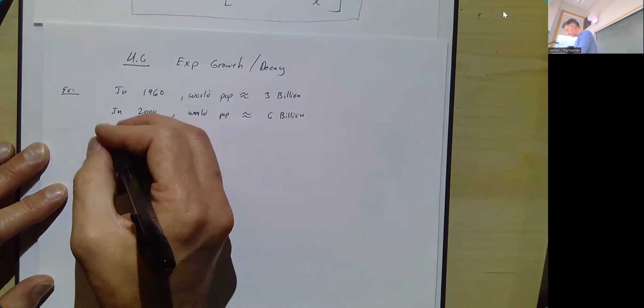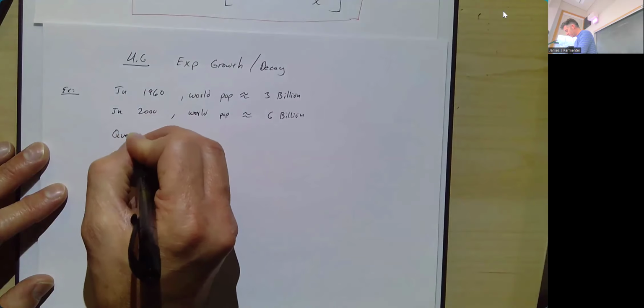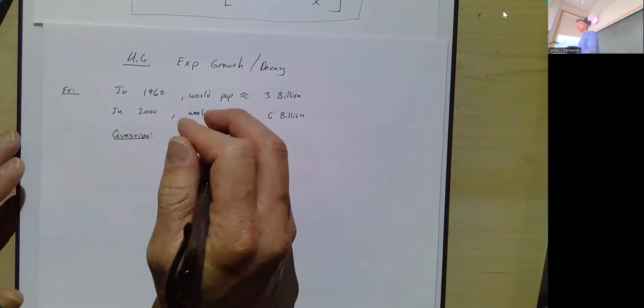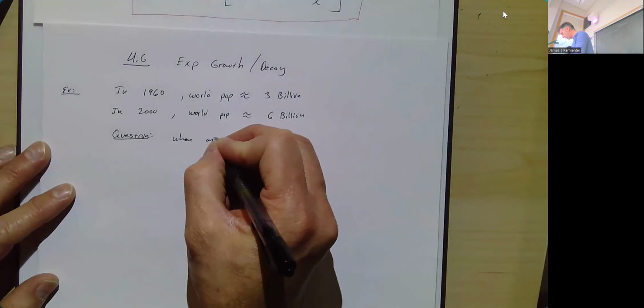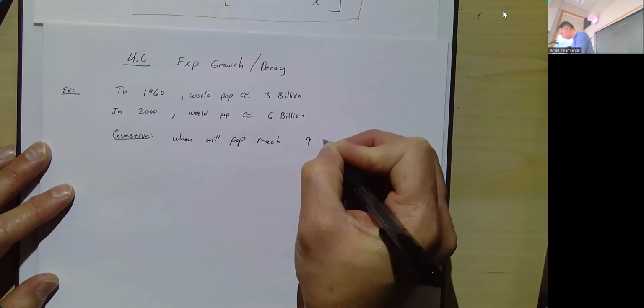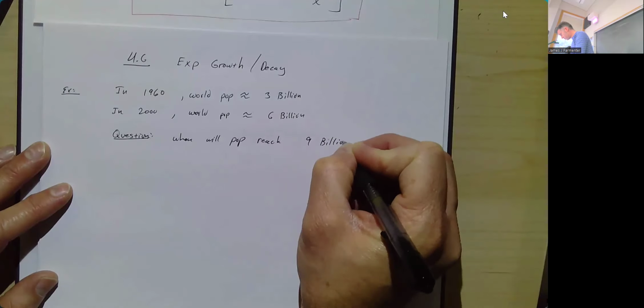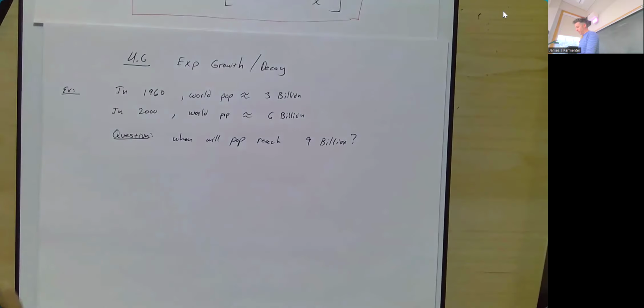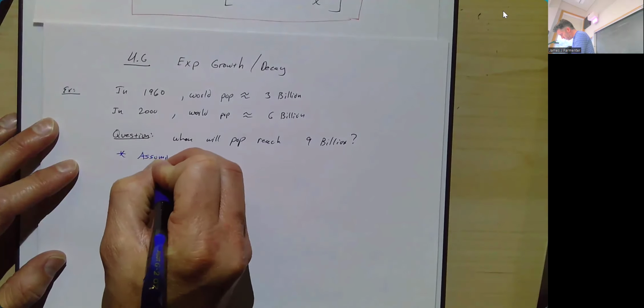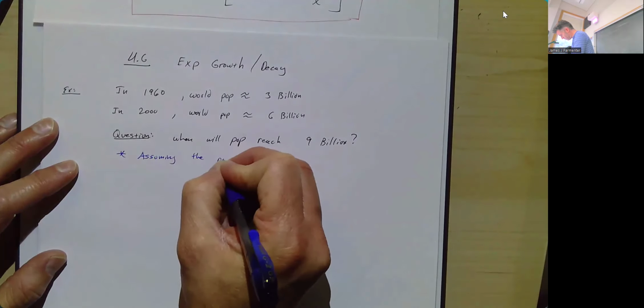So the question we're going to ask is, when assuming a model of exponential growth, which is always the assumption when we're talking about exponential growth, when will the population reach 9 billion? And again, I better write it. Assuming the population grows exponentially.